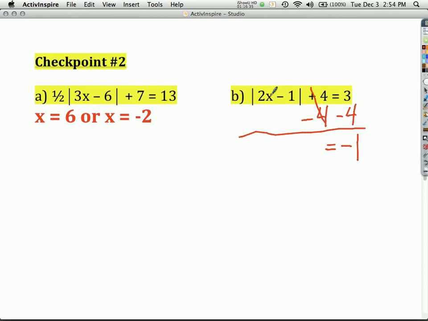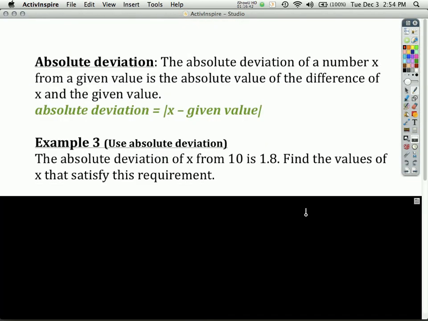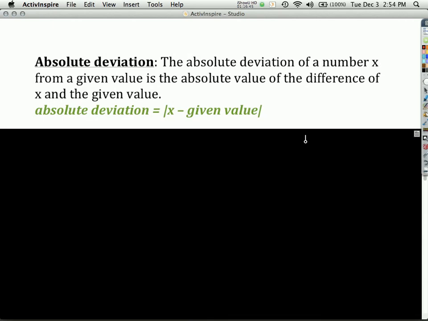That's pretty good. So now, a real-world application of the idea of an absolute value equation is called absolute deviation. This is used in a lot of different areas in our world, very often in engineering. It has to do with precision. The absolute deviation of a number from a given value is the absolute value of the difference.